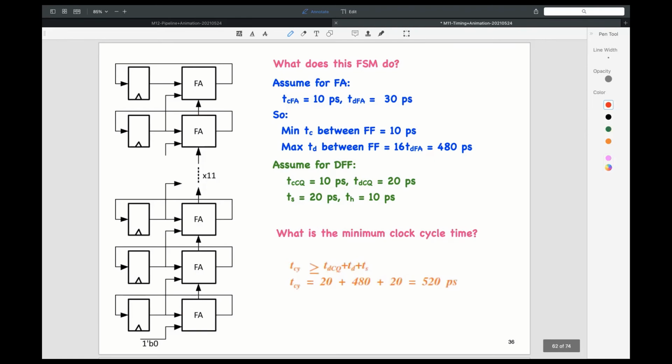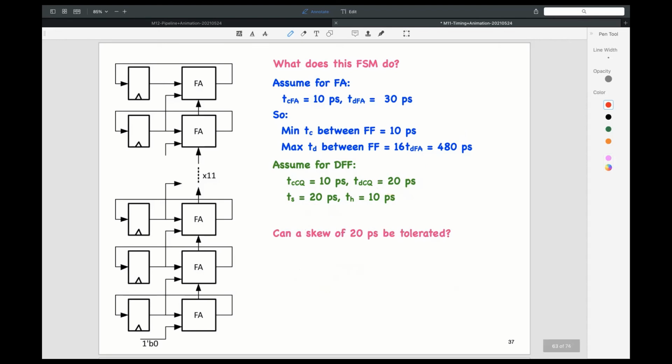What is the minimum cycle time? I guess my animation didn't work out right. So you see the answer out here. Here we are worried about the propagation delays. So propagation delay through the flip-flop is 20. So that's this guy. Combinational logic is this guy. And then this guy is the setup time, which we have out here. And all of that adds up to 520. So the minimum clock cycle that we can sustain is 520 picoseconds.